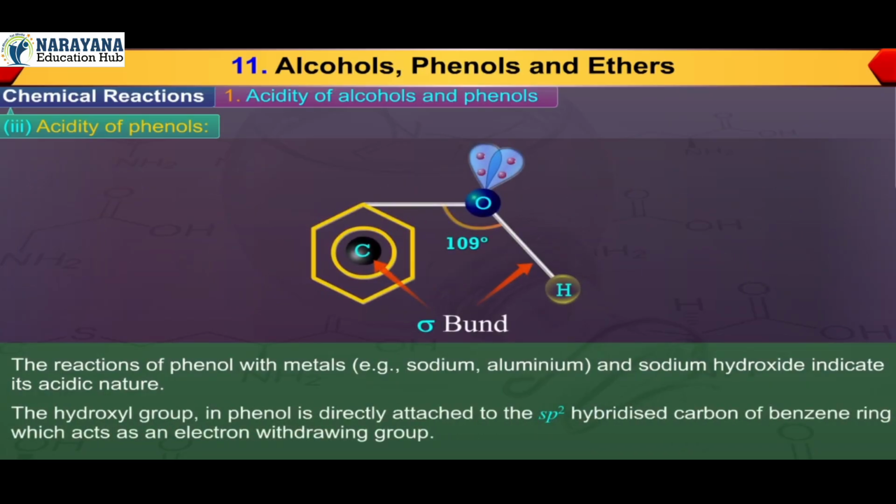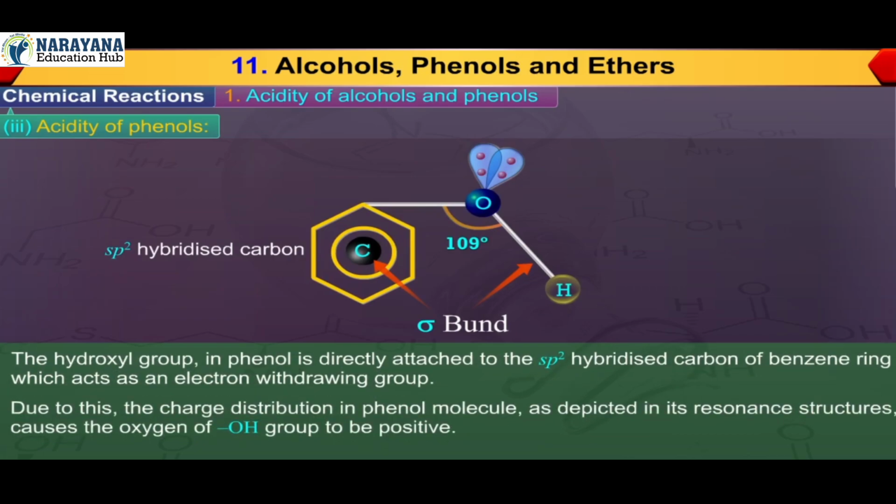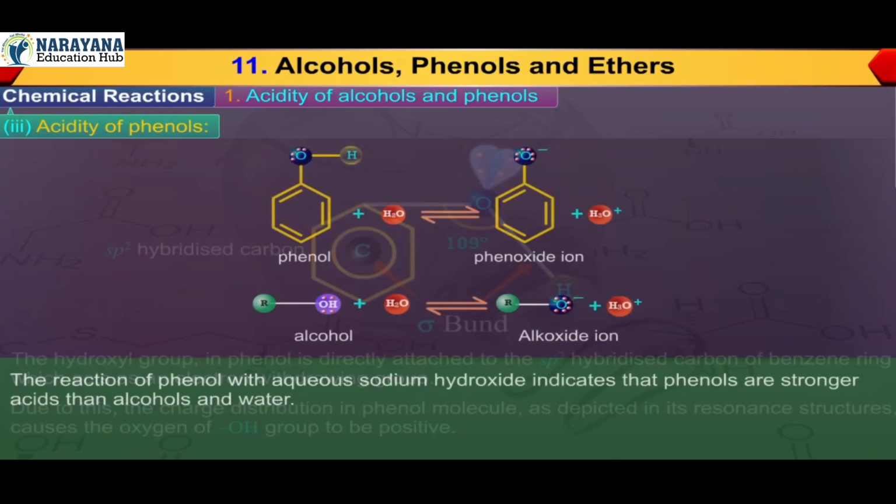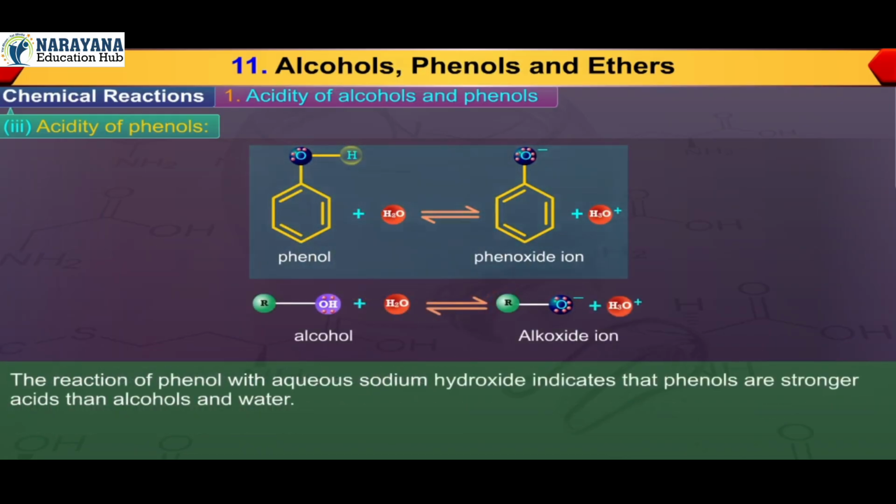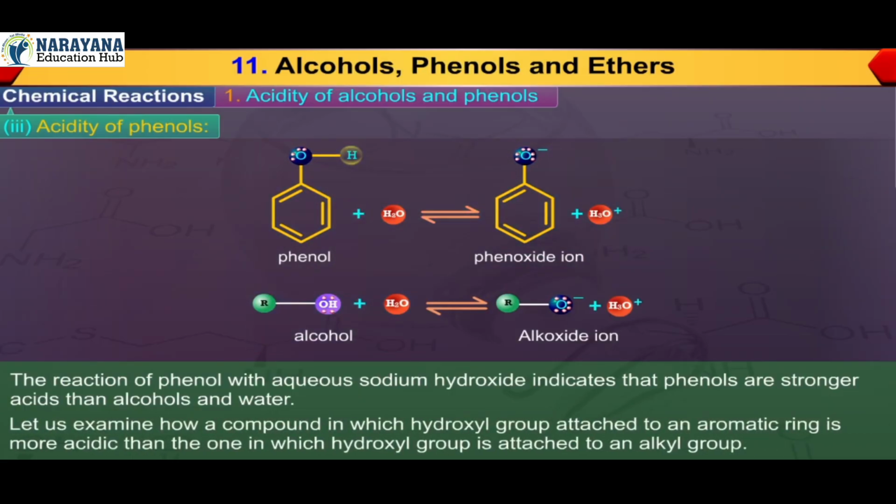The hydroxyl group in phenol is directly attached to the sp2 hybridized carbon of benzene ring, which acts as an electron withdrawing group. Due to this, the charge distribution in phenol molecule, as depicted in its resonance structures, causes the oxygen of the -OH group to be positive. The reaction of phenol with aqueous sodium hydroxide indicates that phenols are stronger acids than alcohols and water.